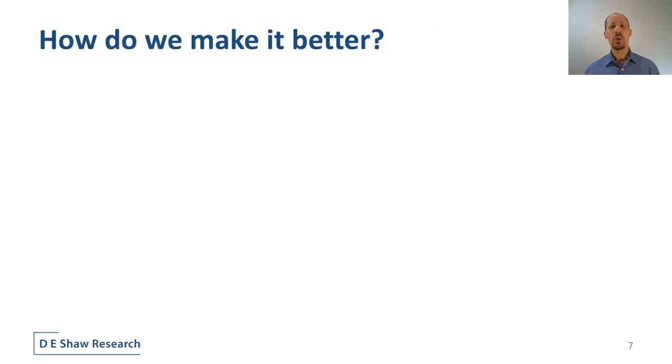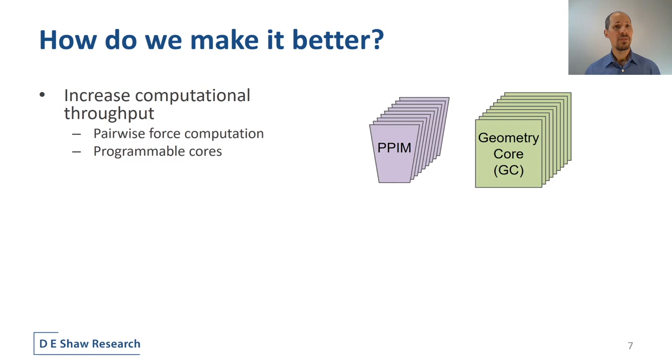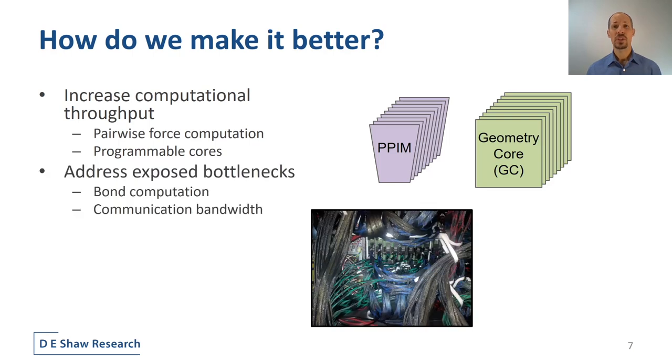So what do we need to do to improve upon the high watermark set by Anton 2? Scaling up performance means more force computation throughput. Obviously, we have to cram a lot more computational resources into the Anton 3 chip for both pairwise interactions and flexible computation. Of course, if throwing more compute at a single problem was sufficient to accelerate its solution, computer architecture would be a lot less difficult. Thus, we also have to address the performance bottlenecks exposed by accelerating the force computations. Computing bonds in GC code is one such bottleneck, and the limited scaling of off-chip communication bandwidth is another.